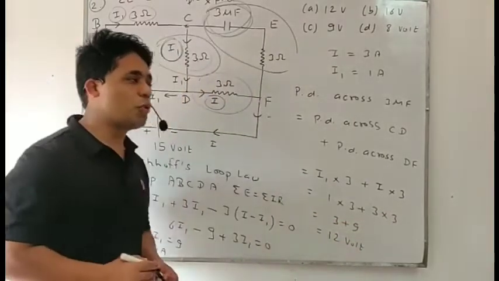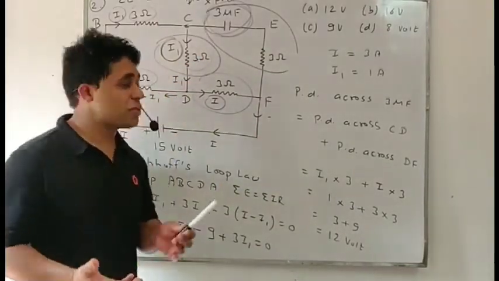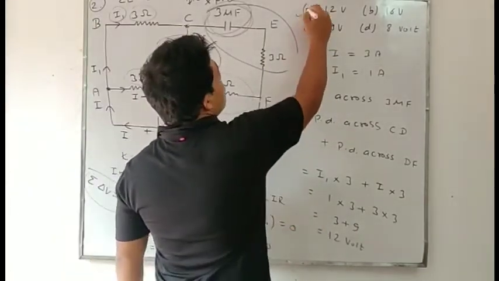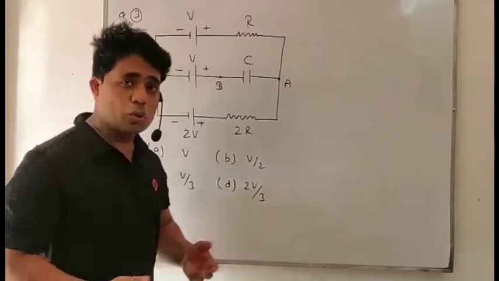So what should be the potential difference across 3 microfarad? Either we can say the potential difference across CF, that is 12 volt. So option A will be correct. Understood students? So now students, the next question.